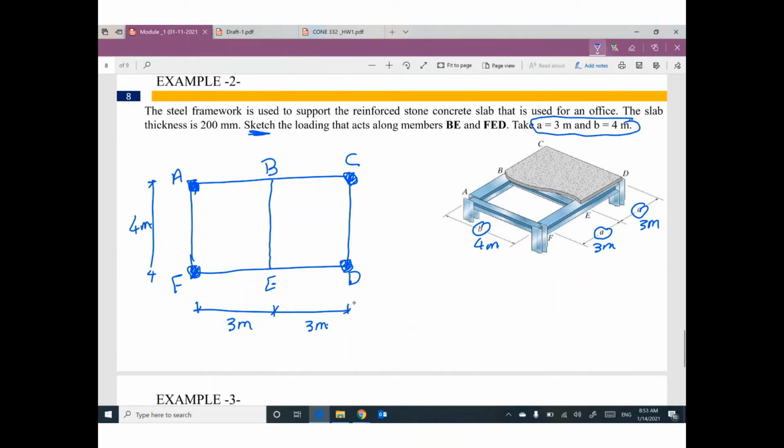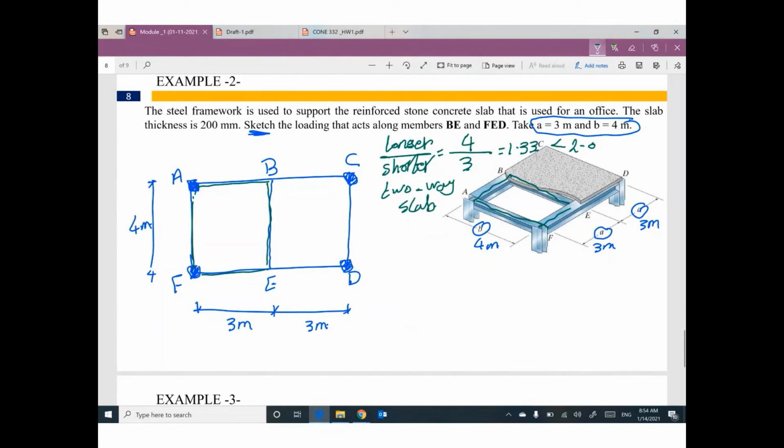We need to decide where is your rectangular shape? I think we have this rectangular shape. We have this rectangular shape. What is the longer divided by shorter? We have 4 meter divided by 3 meter. What is the final answer? 1.33. I think it's smaller than 2. I think we have a 2-way slab.